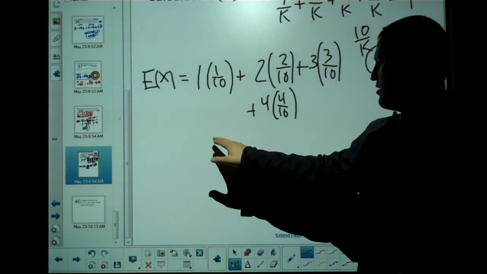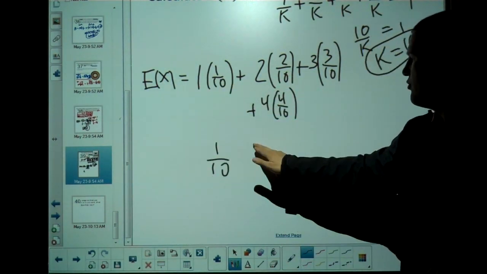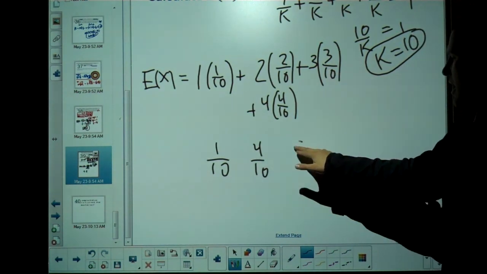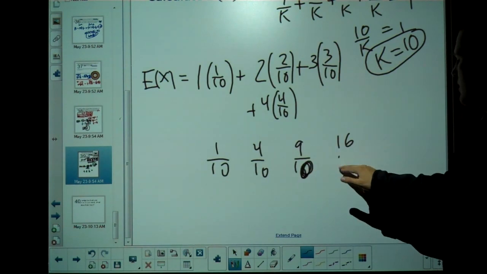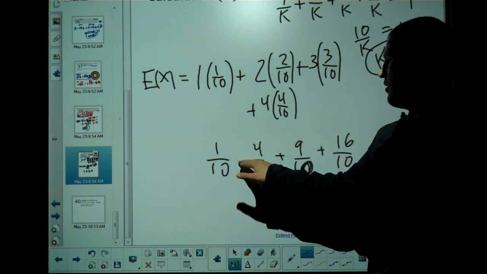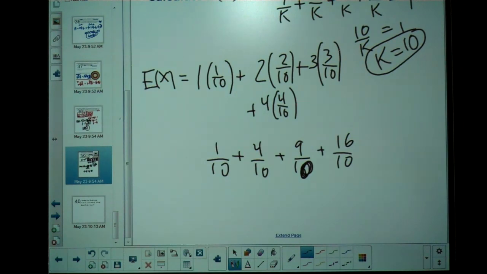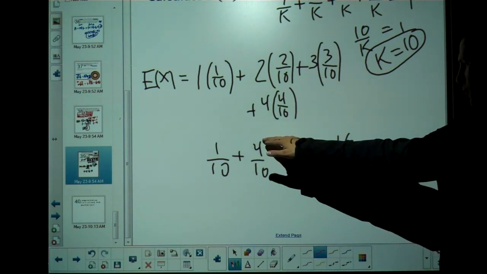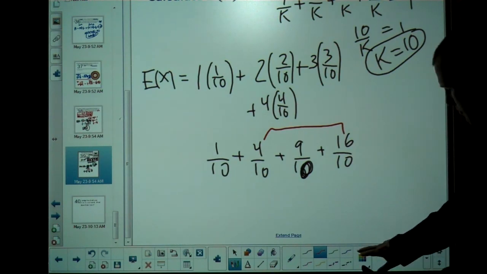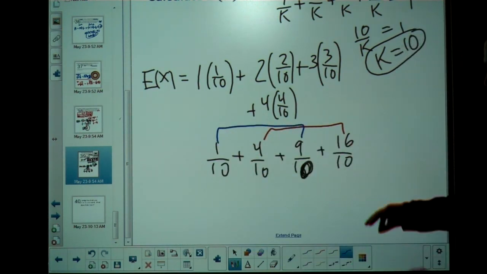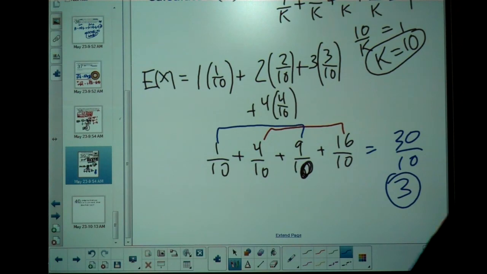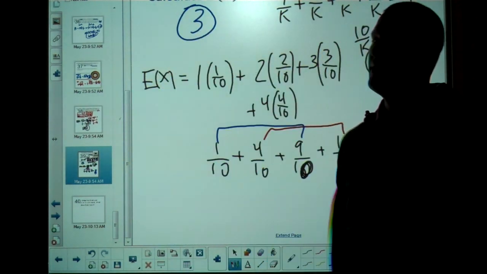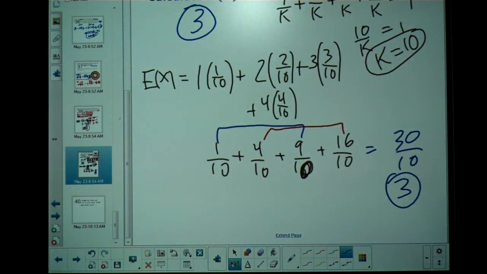1 over 10, well, that didn't change it. So that's just 1 over 10. This turns into a 4 over 10. This turns into a 9 over 10. And this turns into a 16 over 10. And they're all added together. Let's do a little bit of addition. The way my mind works on this, I put the 4 and the 16 together, it's 20. I put the 9 and the 1 together, that's 10. That gives me 30, unless I've screwed something up, over 10, which is 3. So my expectation for this random variable x is 3.